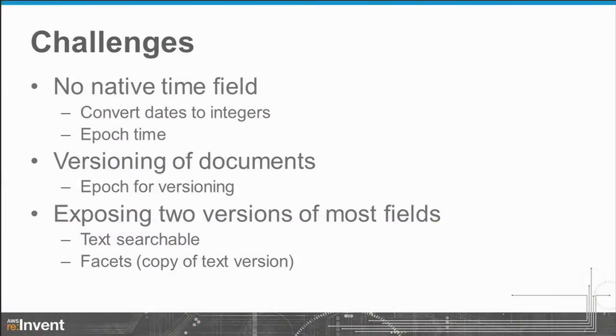So challenges of implementing Cloud Search for us, they weren't particularly legion or difficult. There's no native time field, so we needed to convert all of the dates to integers and use epoch time, and then the versioning of the documents was a little rough for us as well, and again, we use epoch time for that. And then we needed to go ahead and basically have two versions of most fields, one that was just text searchable and another that's faceted for ease of search implementations.